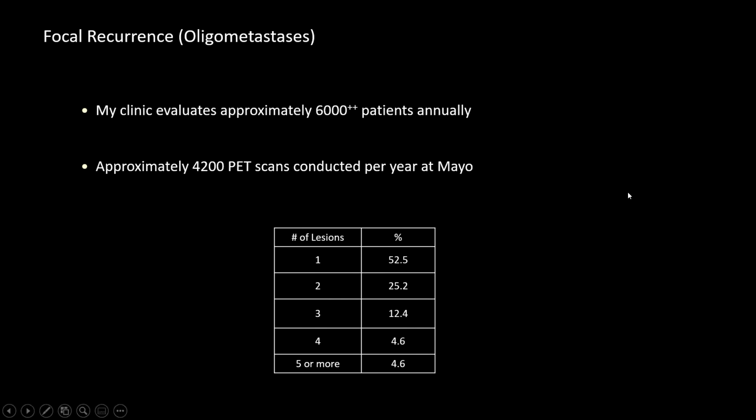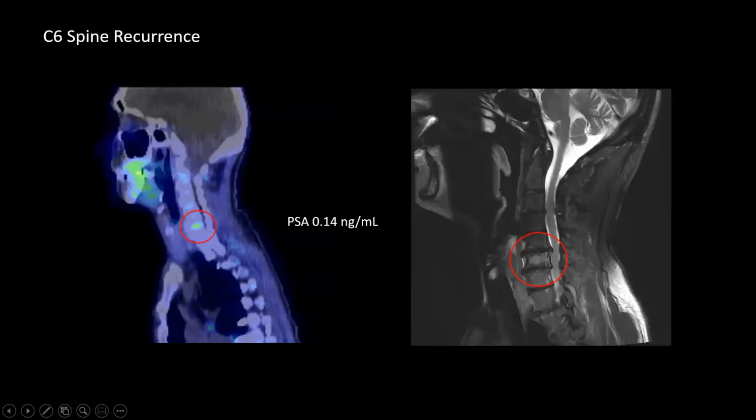My clinic sees approximately 6,000 patients annually, and here at Mayo Clinic, we do about 4,200 to 4,500 PET scans per year. In our practice, 52.5% of our patients have one spot and one spot only of prostate cancer due to our strategies for early identification of recurrence.